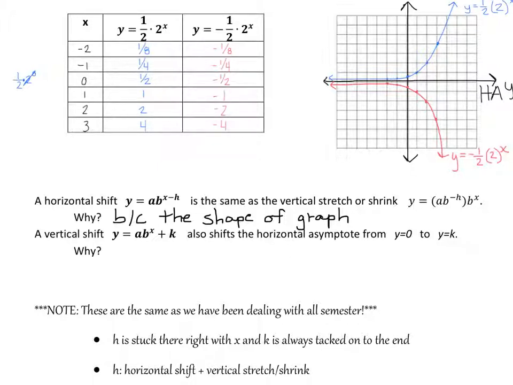Now a vertical shift, again, as per usual, comes from k. k is the number hanging at the end. It's normal. We're just going to push the whole thing up or down, but it gives you an extra piece of information. Your k is your horizontal asymptote. All right, so horizontal asymptote is going to be y equals k.